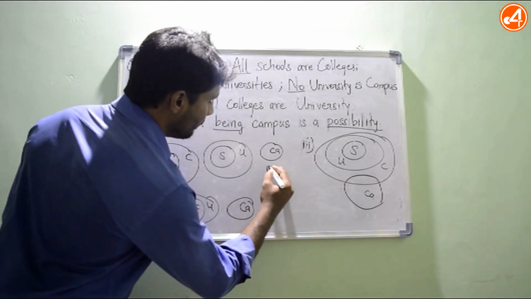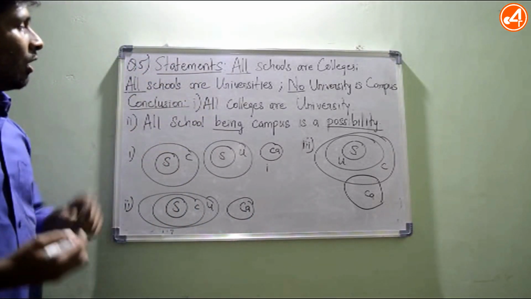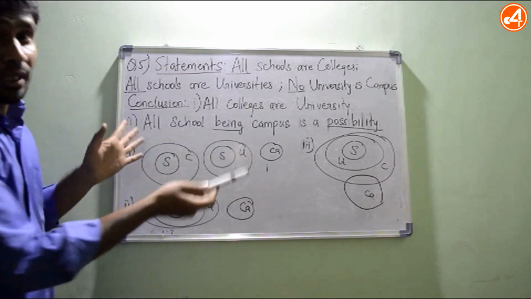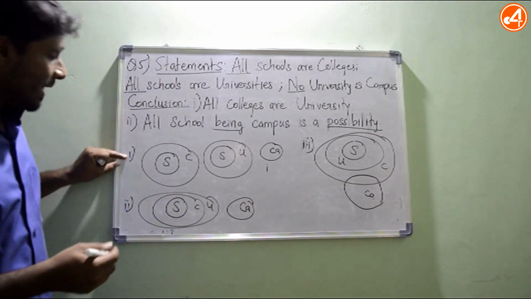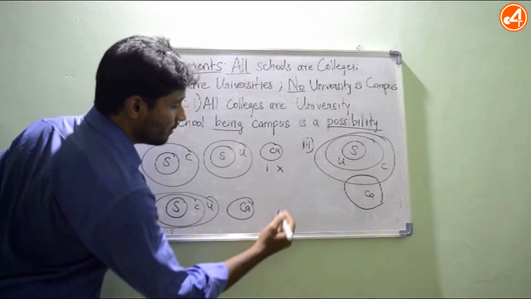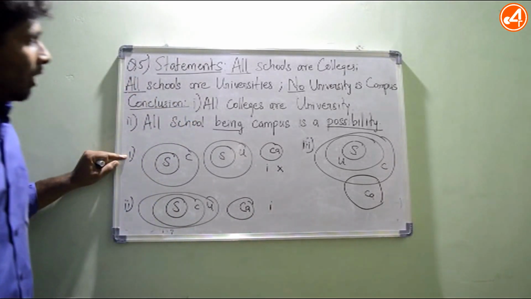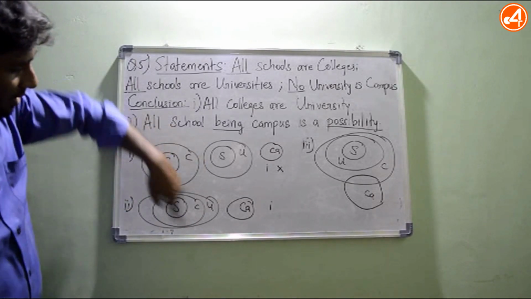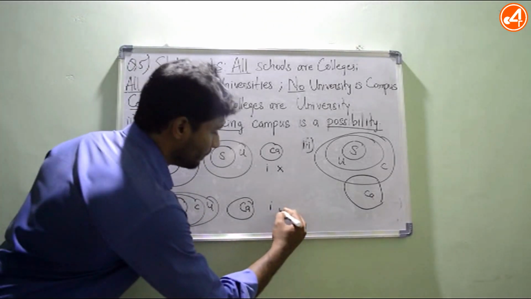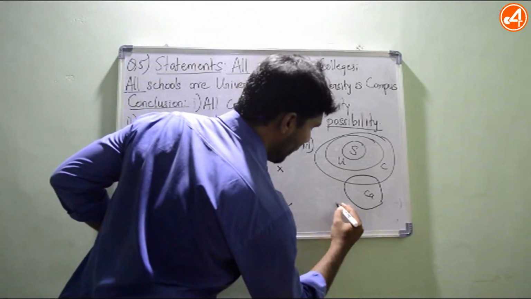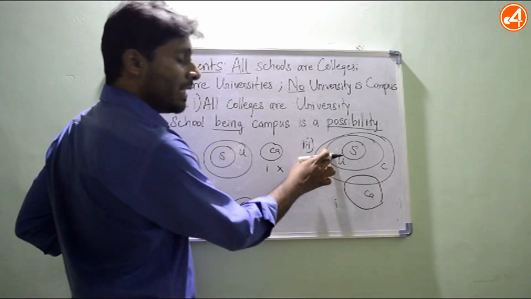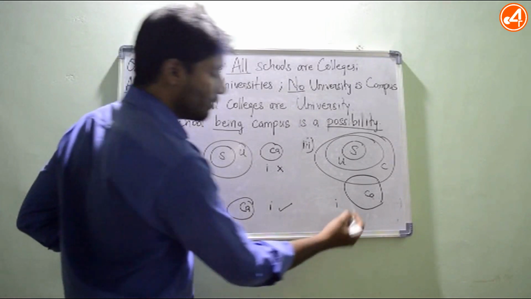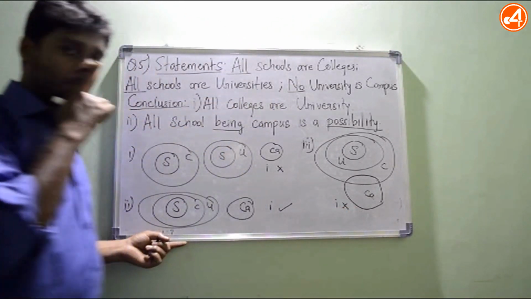So first conclusion, it is given all colleges are university. There is no relation in the first diagram. So in the first possible diagram, the first conclusion is getting false. In this one, all colleges are university, all colleges coming in university is correct, good. And in this one, all colleges are university, no, but here only some colleges are university, so I cannot go for all here. So go for false.